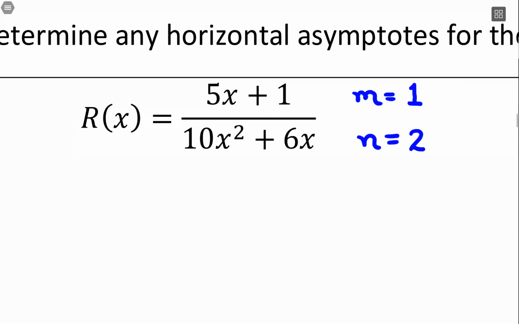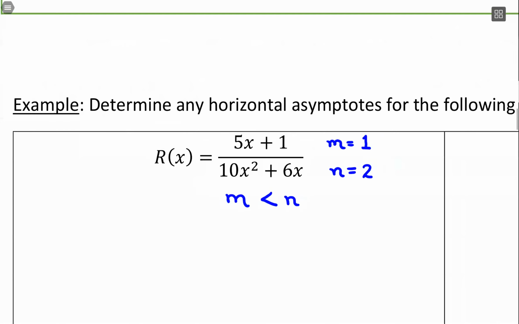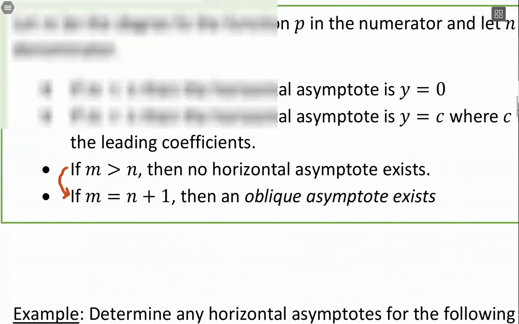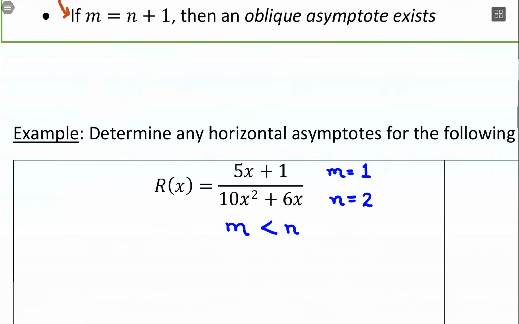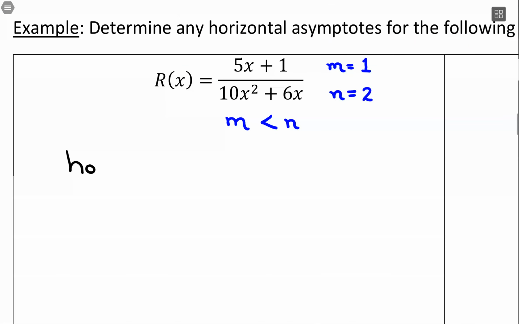So in comparing these, if we compare these numbers, m and n, m is smaller than n. So with that, if I go to my cases up here, this would be my first case. So if m is smaller than n, then the horizontal asymptote is y equals 0. So if I'm looking for the horizontal asymptote and I need to describe it, it's going to be a line of y equals, and then our value is 0.